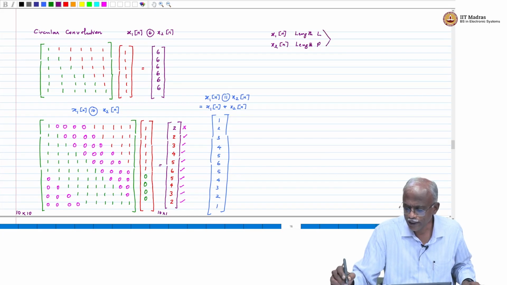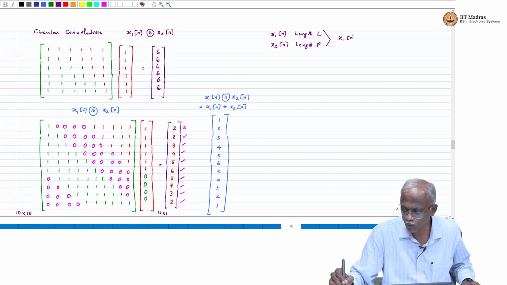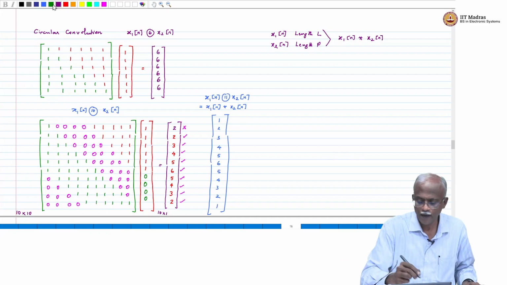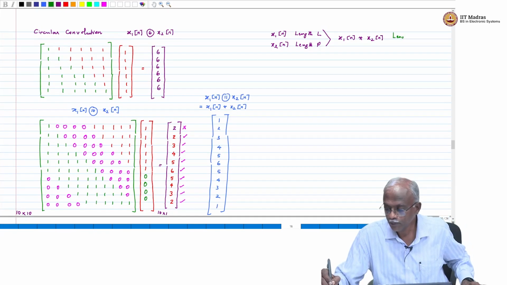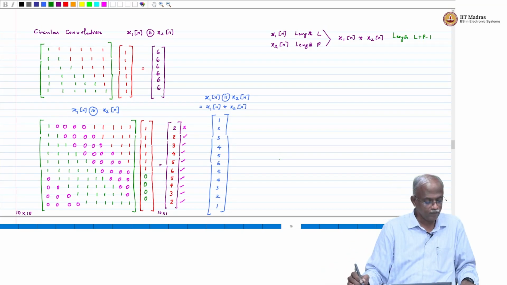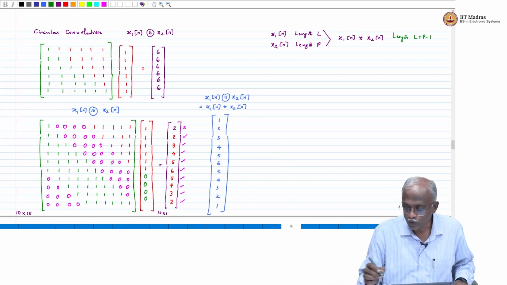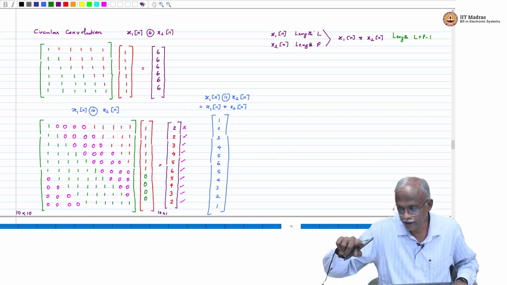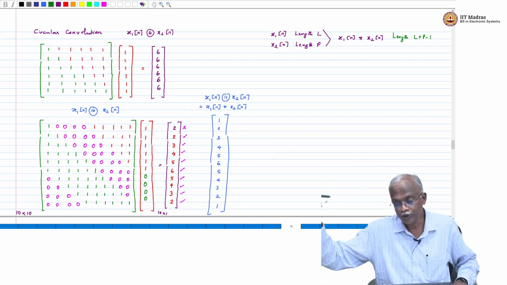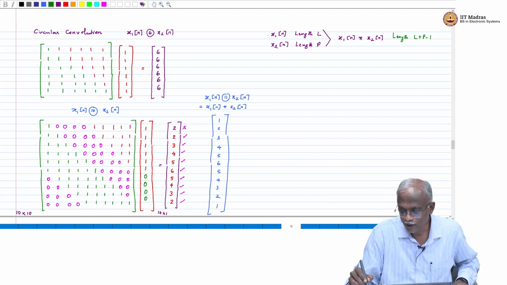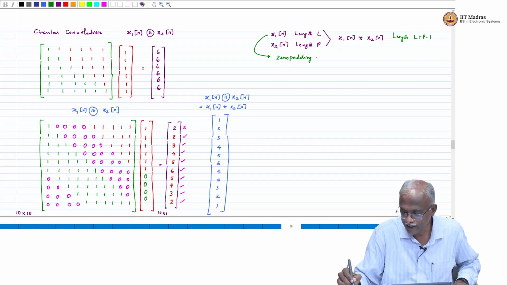Okay, and I want to do the linear convolution of x1 of n convolved with x2 of n. What is the length? The length will be equal to L plus p minus 1. So if I have length L and I want an output which is L plus p minus 1, then what I must do is zero padding. How many zeros? In this case, I must add p minus 1 zeros.